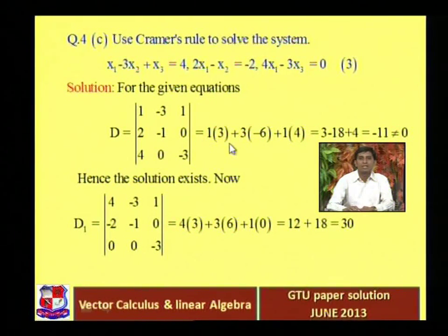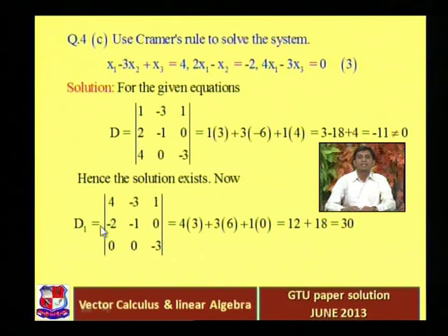That is equal to 1 into 3 plus 3 into minus 6 plus 1 into 4, that is equal to 3 minus 18 plus 4, that is equal to 7 minus 18, that is equal to minus 11, not equal to 0. So this determinant is not equal to 0, that's why we can solve this system of linear equations using Cramer's rule, and a solution exists.